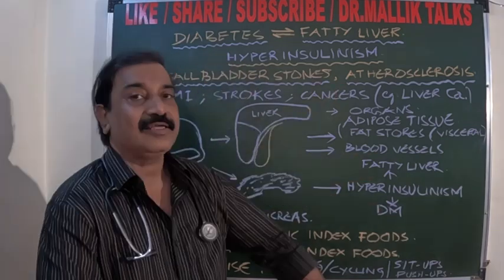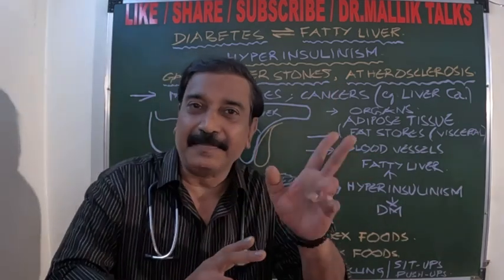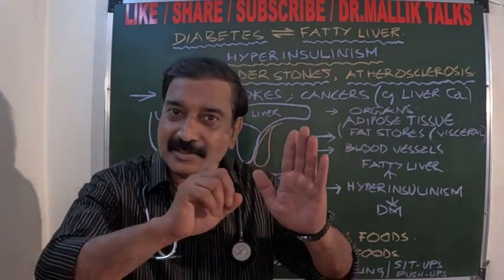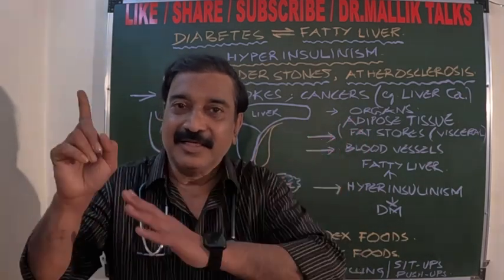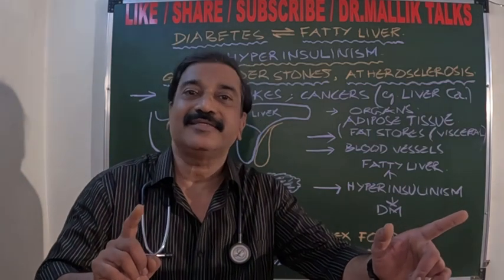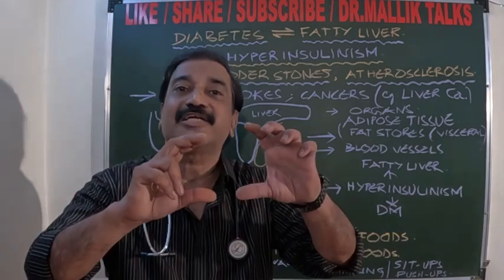Diabetes and fatty liver are like twins. If you get diabetes, you will get fatty liver. If you are already having fatty liver, you are going to get diabetes. So diabetes and fatty liver are like twins.